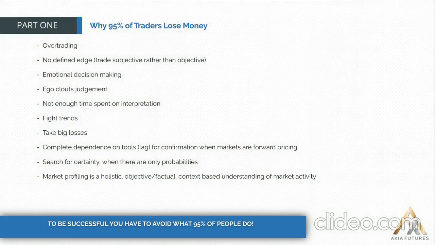Hi guys, Part 1. Why 95% of traders lose money? Now, this is one of the first discussions I would have with any young trader or any of the guys I would mentor. And the reason I go over this first is I almost want to get rid of a lot of these hidden fallacies within the trading environment.